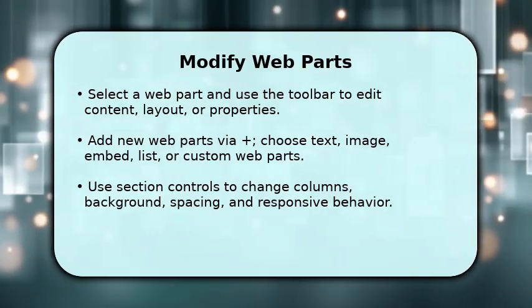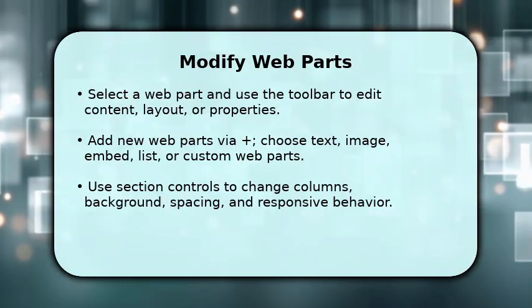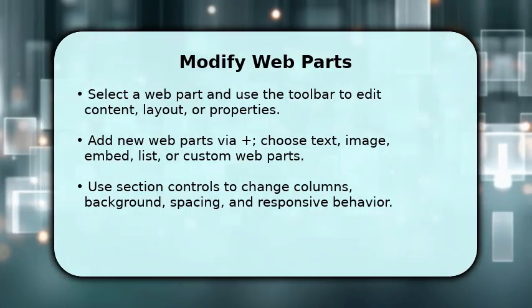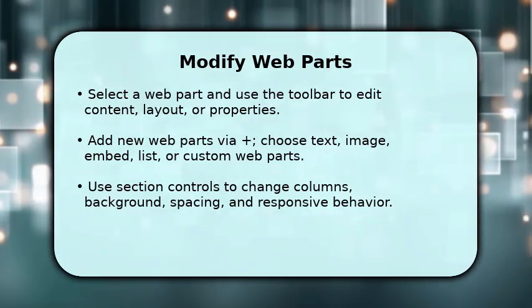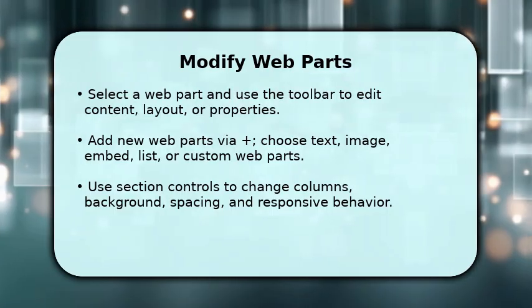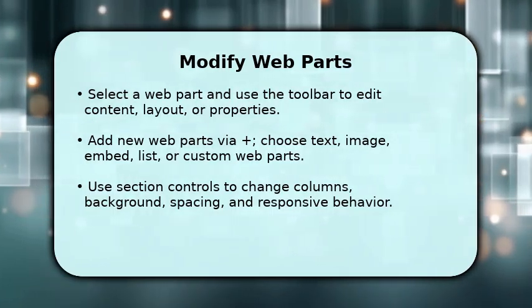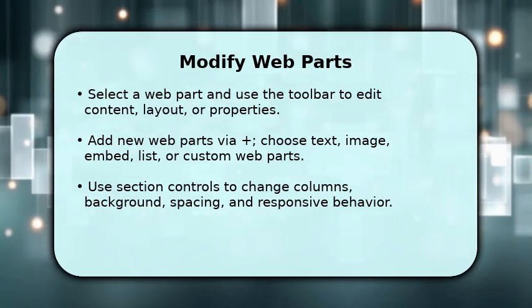You change layouts by selecting section controls. Adjust columns, background, and spacing so the page reads well on mobile. If you need new functionality, click plus to add a web part, then configure its settings. Make sure to preview interactions like links and embeds. If a web part shows errors, reopen its properties and correct fields or reconnect data sources.